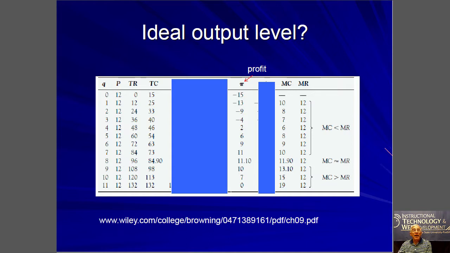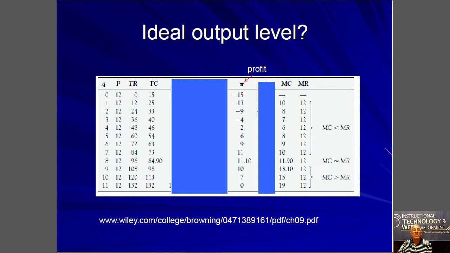Now let me identify the columns. Quantity is the first. The second column is price. And let's assume we're in what's called perfect competition, where there are so many competitors that everybody is basically charging the same price. The third column is called total revenue. The fourth column, total cost. The total revenue column is simply quantity times price.